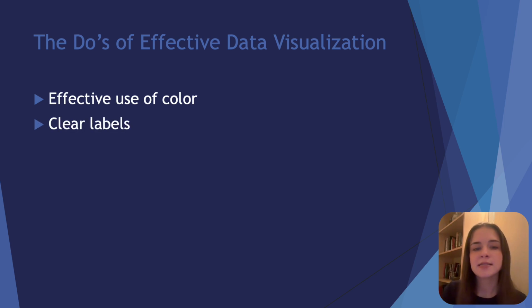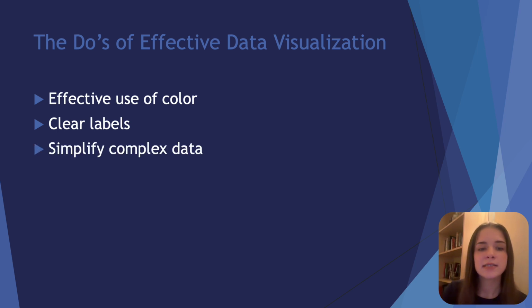Make sure that your axes and legends are well labeled and also descriptive so that someone who's just looking at your graph and only your graph can understand exactly what the data is representing. Next, simplify complex data. Avoid overwhelming your audience. Focus on key points and use clean, straightforward visuals to make your complex data easier to understand.